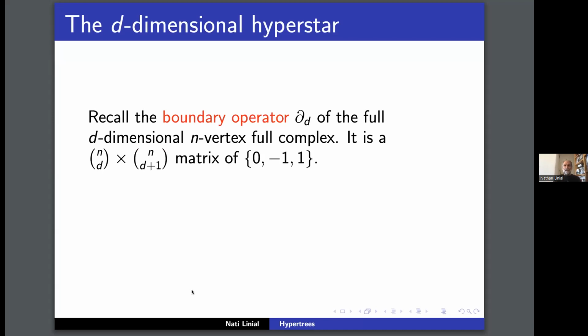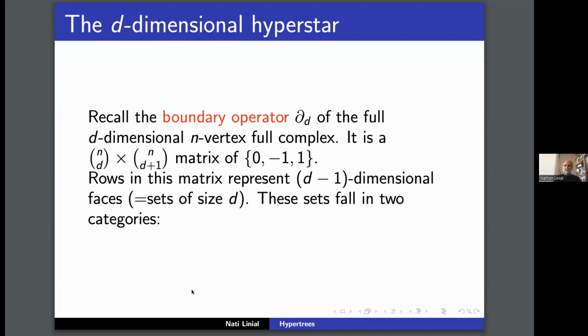Of the full d-dimensional n-vertex complex, it's an n choose d by n choose d plus 1 matrix. Again, it's a good thing always to think, what happens when d equals 1? That's the situation that we know very well. It's an n by n choose 2 matrix. So that's like the incidence matrix of a complete graph. So this would be the same thing with a matrix of 0, 1, and -1. And rows are indexed by d minus 1 faces, so sets of size d, and columns are by d-dimensional faces, sets of size d plus 1.